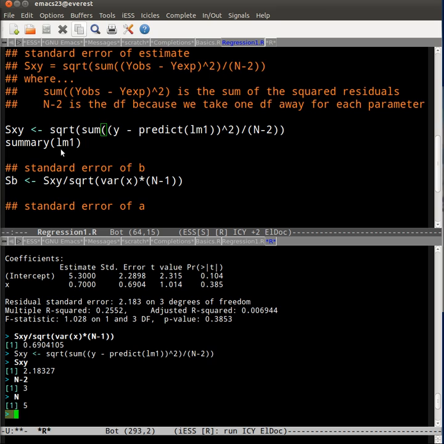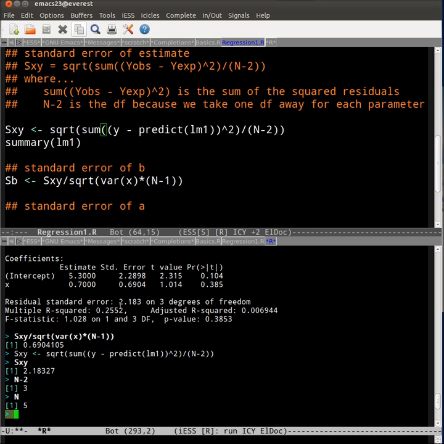So what does that tell us? Well, that alone doesn't tell us a whole lot. That is our uncertainty with respect to making predictions given this regression equation.